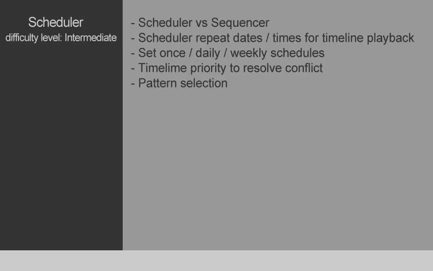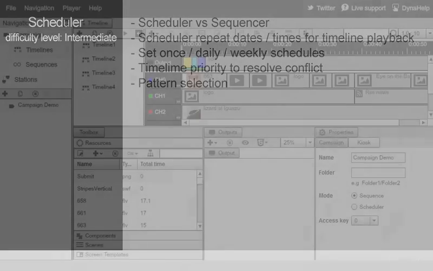A playback pattern can be set to just play once, play every day of the week, or play on selected days. Sometimes you might run into situations where you have a conflict between two timelines that are set to play at the same time on the scheduler, and you can use priorities to resolve these conflicts. I'm also going to show you pattern selections, where you can use different patterns within the schedule to easily view when timelines are going to play back. So let's jump into the Scheduler Studio and see how to configure the scheduler.